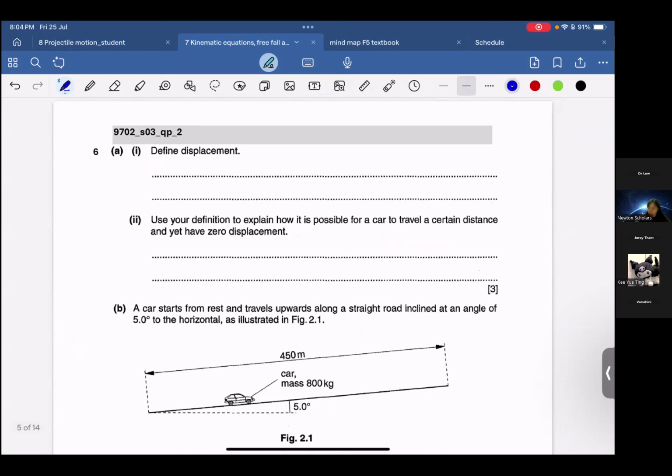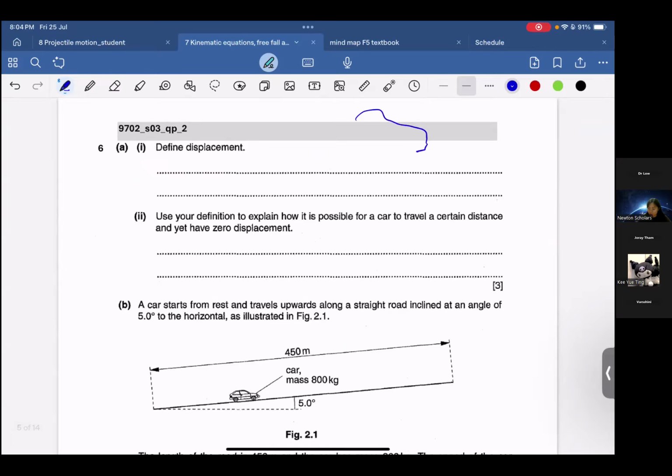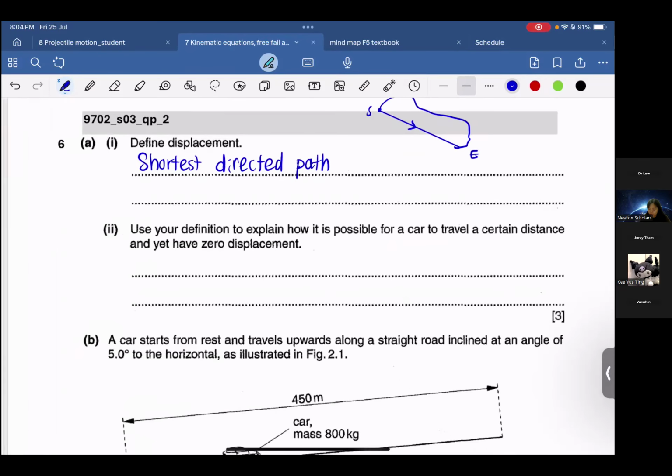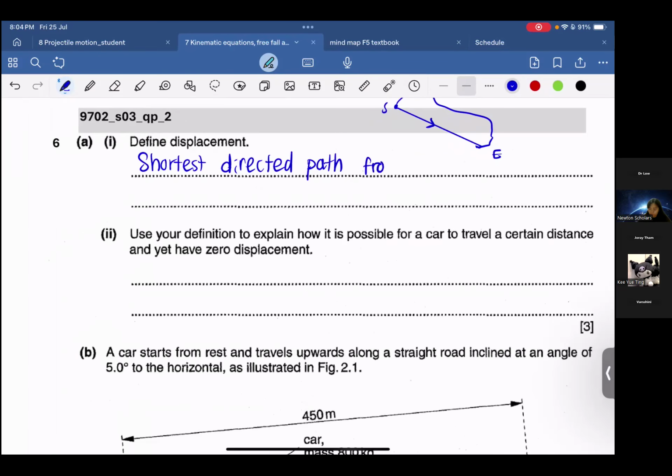Displacement actually is, we understand distance, then displacement is actually the shortcut path. So finding the starting and ending, this shortcut path is our displacement. So here: shortest directed path from the starting point to ending point.